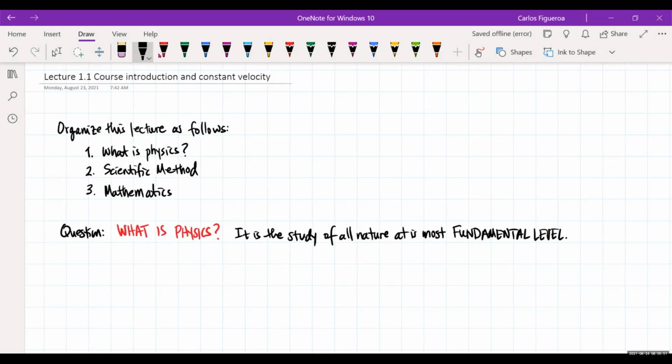So if physics is about the study of nature at its most fundamental level, then I have to claim that the basis of all science is based in physics. And you might be saying, wow, well, of course he's going to say that. This guy's a physicist. And I'm going to say, yep, of course I'm going to say that. So what do I mean by these statements here?